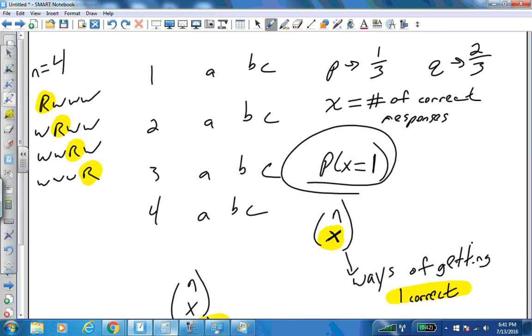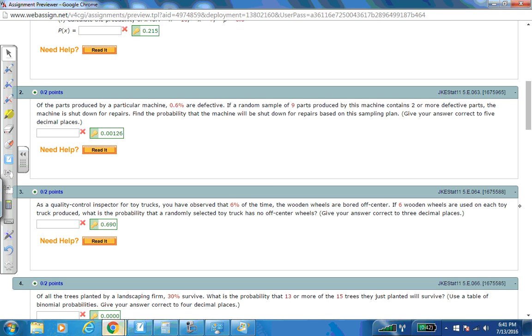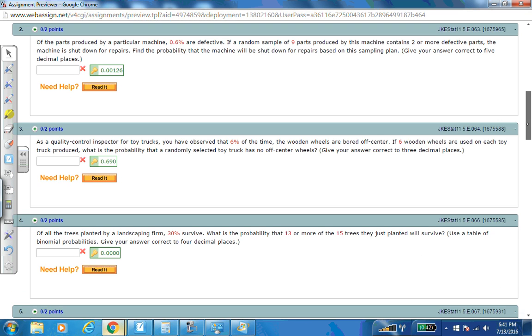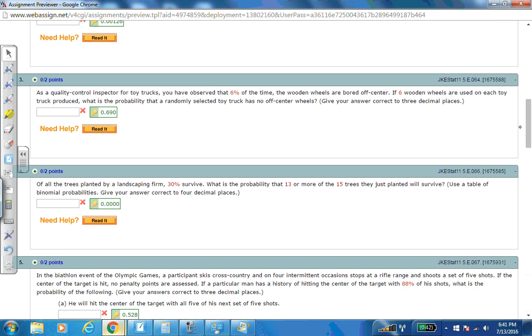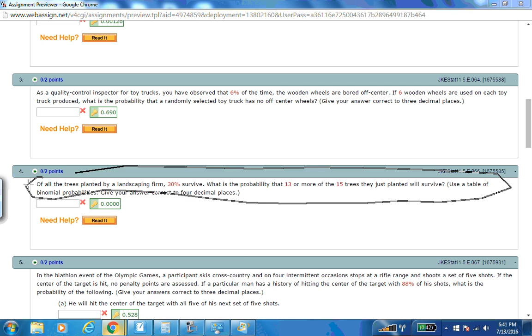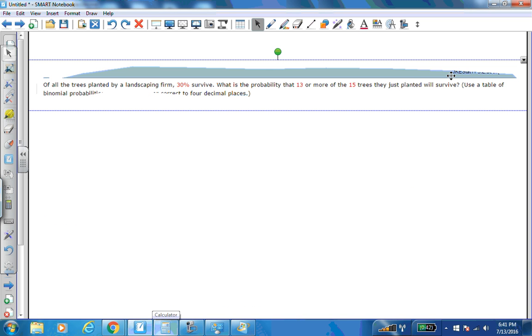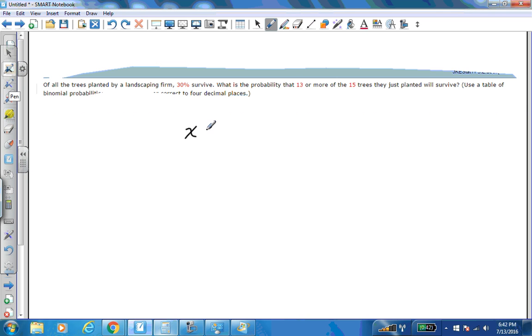All right, let's do another. Number 4. Of all the trees planted by a landscaping firm, 30% survive. What is the probability that 13 or more of the 15 trees that were just planted survive? So let's let X be the number of trees that survive.